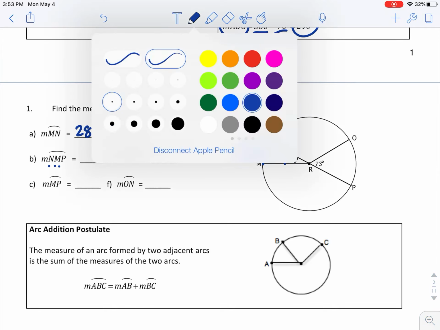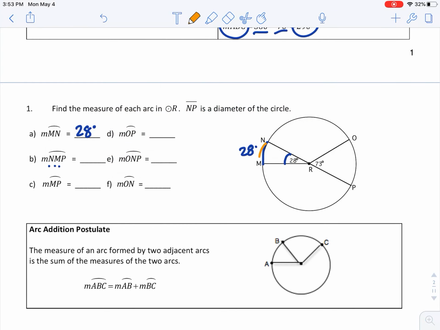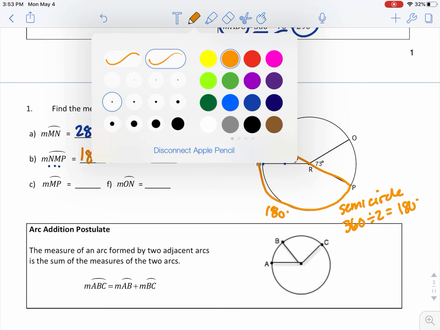So let's think, I'll use a different color here. NMP. Oh, well, that's exactly across half of the circle. So that's a semicircle, or half of the circle. And if the whole circle is 360 degrees, then I just divide that by 2 to get half of a circle, and that's going to be 180. So that's always 180 for any semicircle. Any semicircle, always 180.